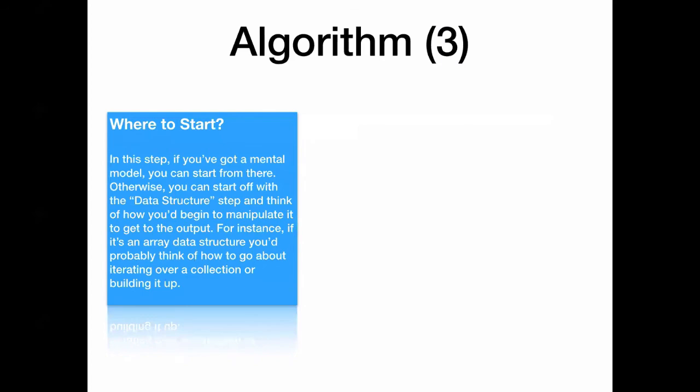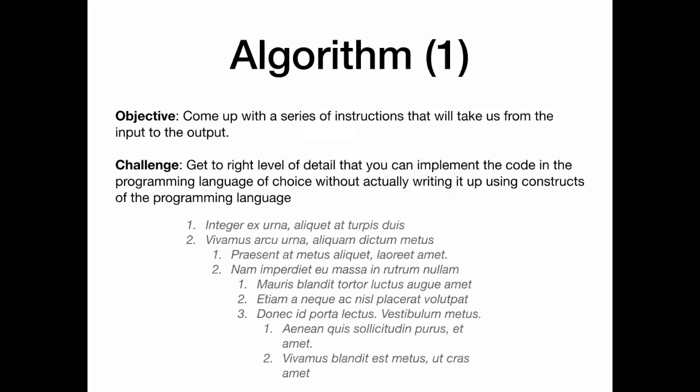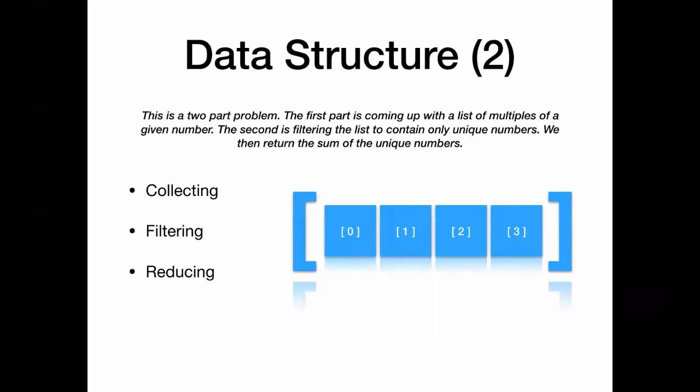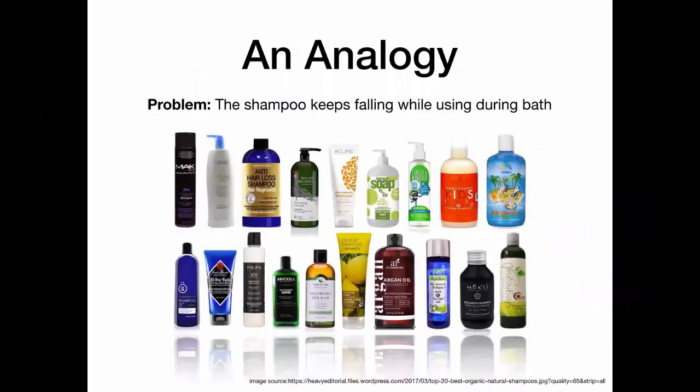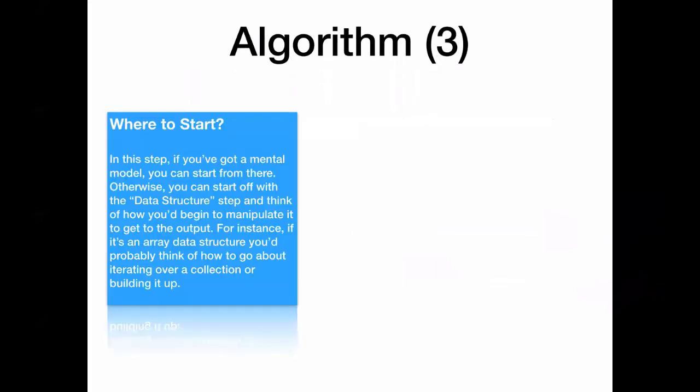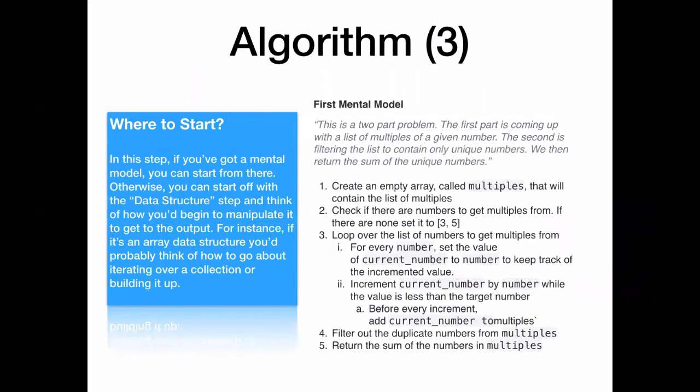Otherwise, you can start off with the data structure like we had here and think of how do I implement that? I mean, tell the programming language to collect. How will the programming language filter and how will the programming language reduce? So those are the things that I will think about in terms of the steps for the algorithm. And we'll look at it from two mental models. So the first mental model, again to recap, is a two-part problem.